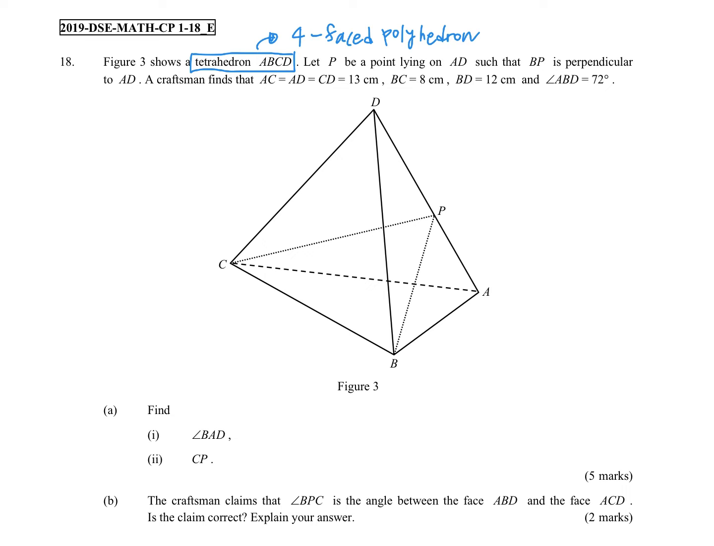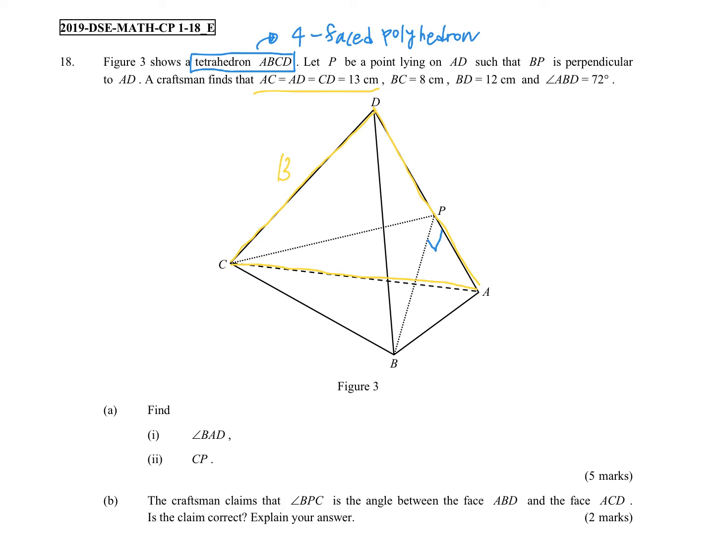So let P be a point lying on AD, such that BP is perpendicular to AD. Okay, BP is perpendicular to AD, so that will be in this way. And then AC equals AD equals CD equals 13. That means equilateral. So 13.